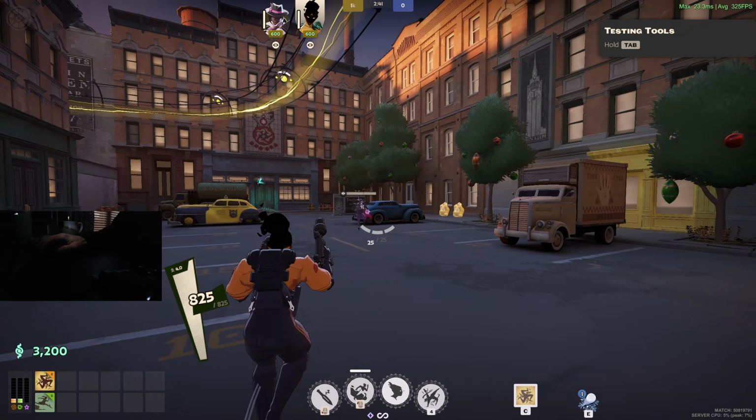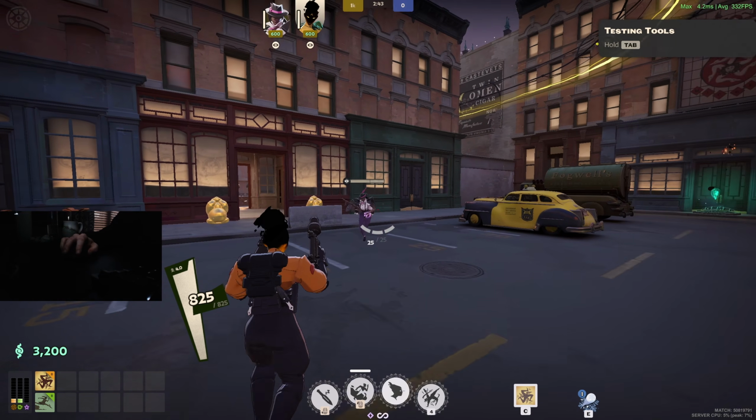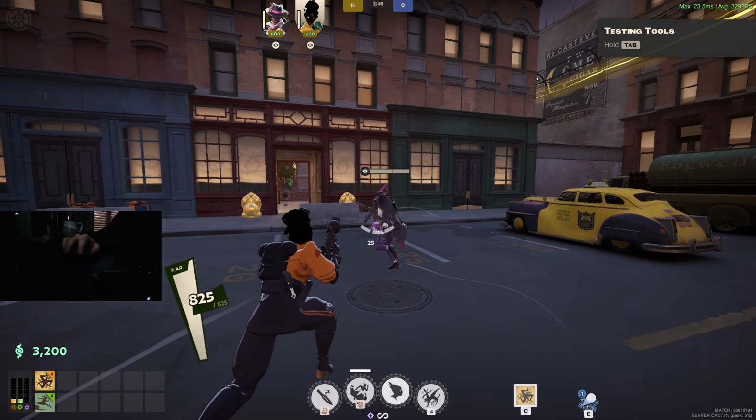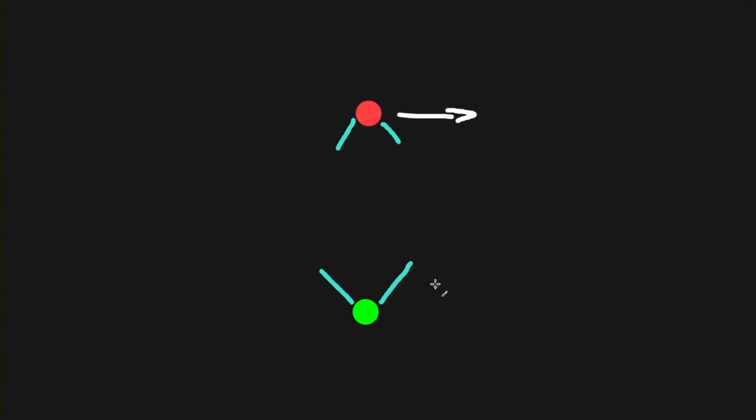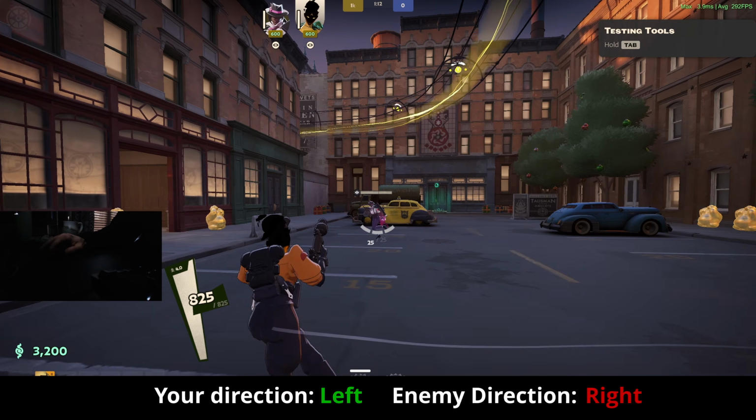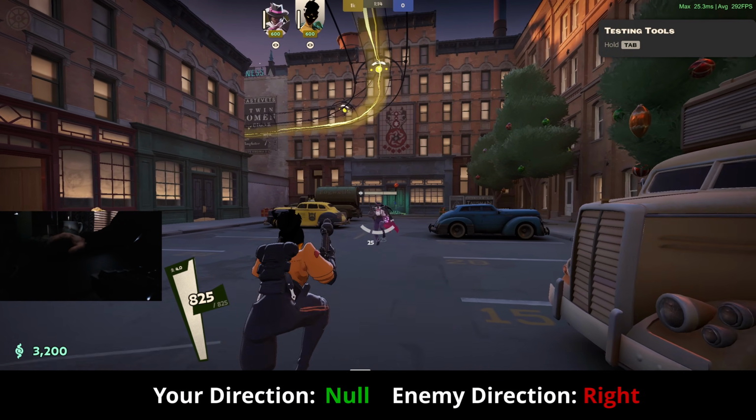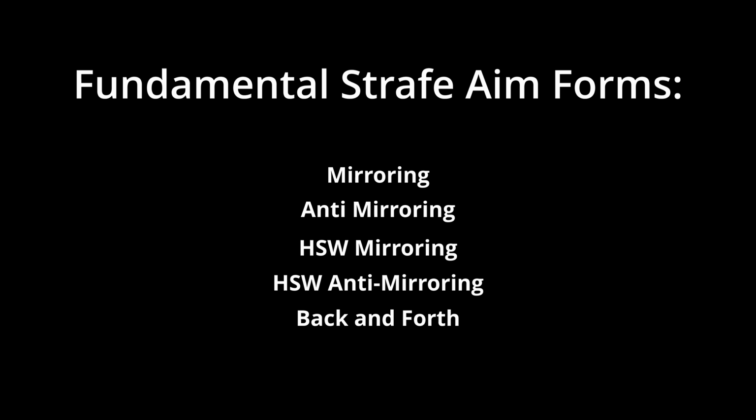Strafe aiming is to change direction whenever and only whenever the target you're aiming at is changing direction. Strafe aim is perception based, meaning when the enemy moves left, you perceive that as right. Therefore, to move in the same direction as your enemy, you'd have to press the opposite directional key. There are 5 fundamental 180-degree strafe aim forms.